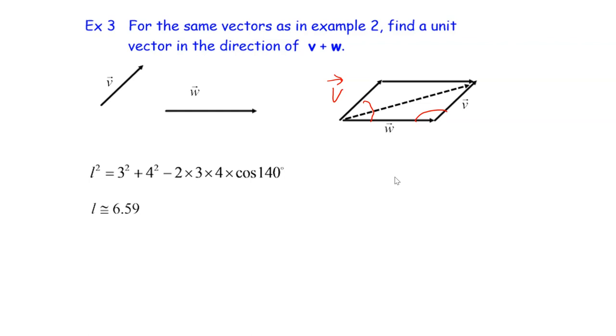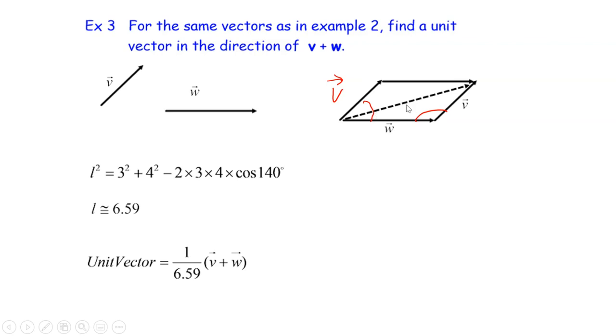Now, we want to find a unit vector in the direction of v plus w. So we now know what the magnitude of this vector is. To find a unit vector, we do this. We take 1 over 6.59, because this is trying to divide the v plus w, right?